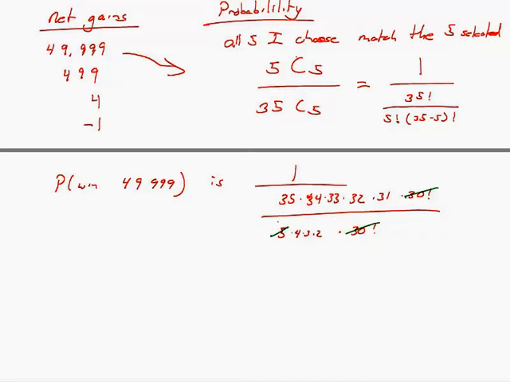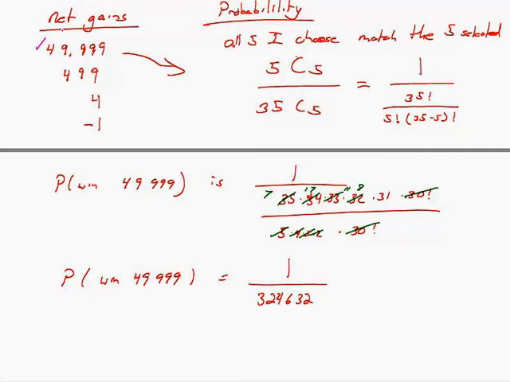So we can divide 5 into 35. 4 can go into 32 here, 8 times. 3 can go into 33, 11 times. And 2 can go into 34, 17 times. So pulling out a calculator, I have the probability that we win at $49,999 is 1 over this product, 7 times 17 times 11 times 8 times 31. Which is, when you put it into a calculator and multiply that out, we get 324,632.